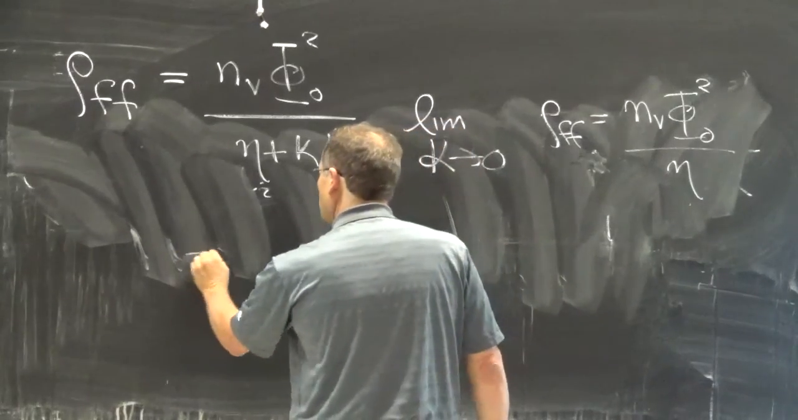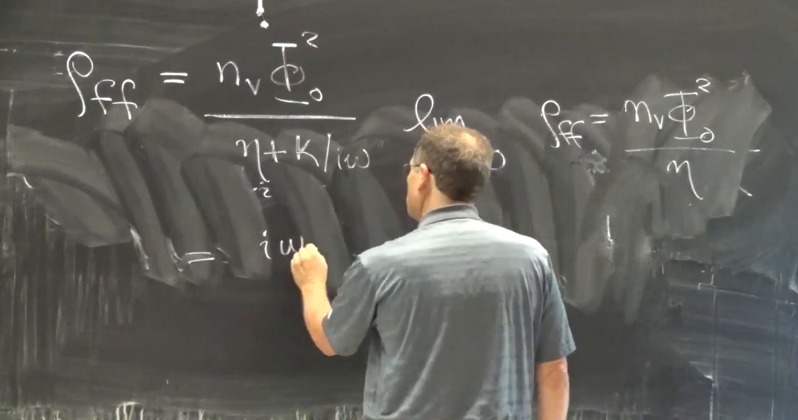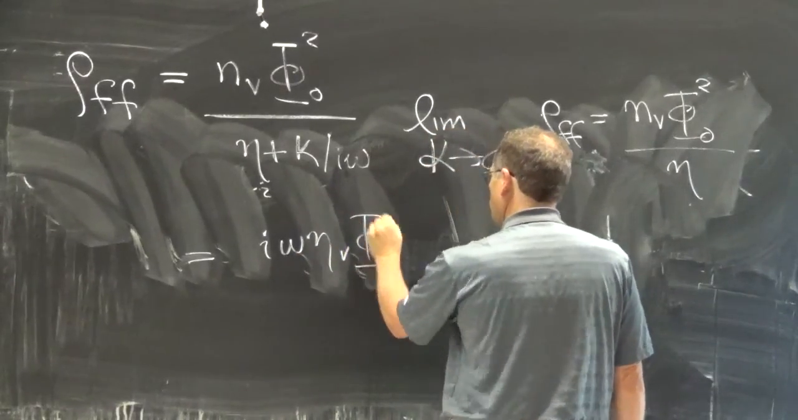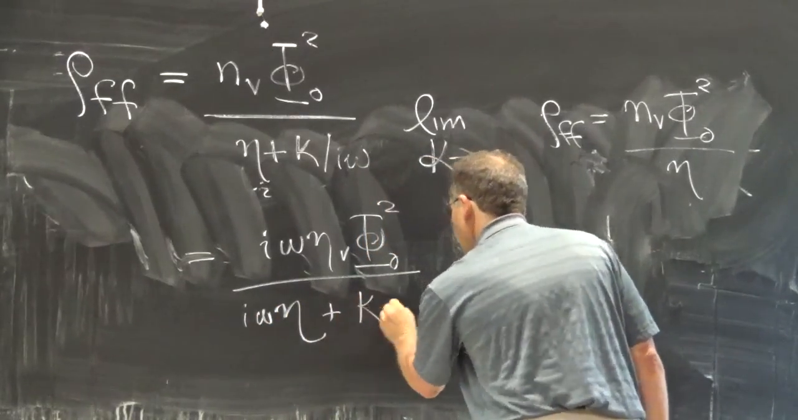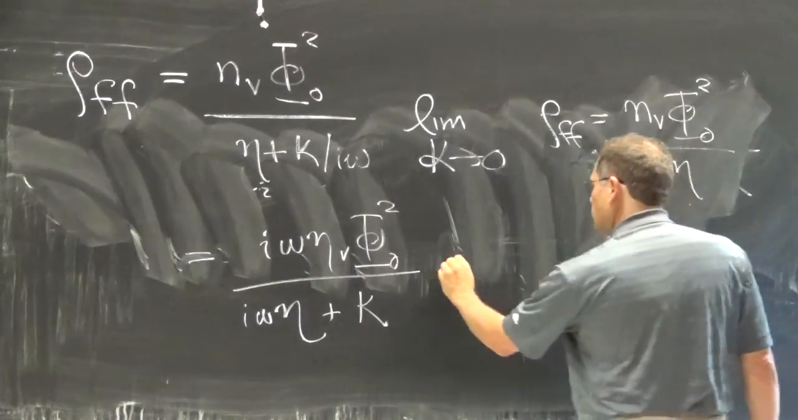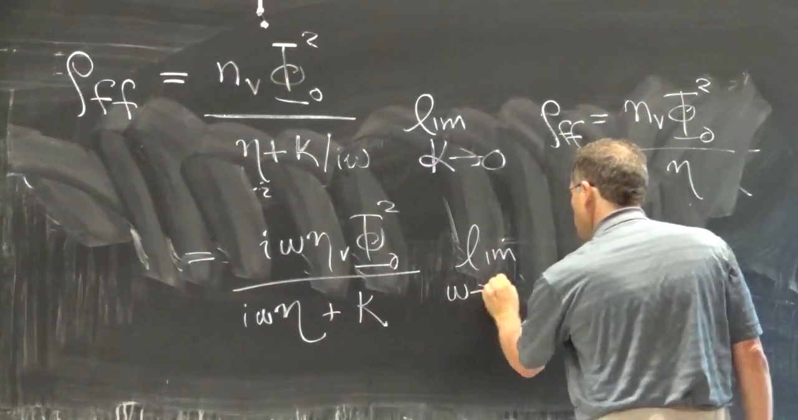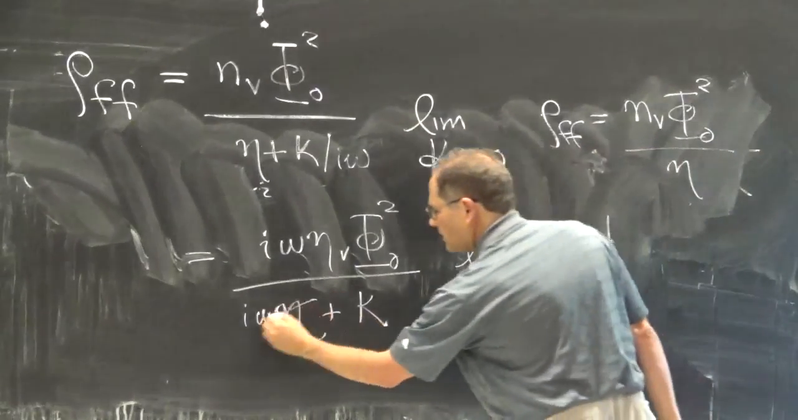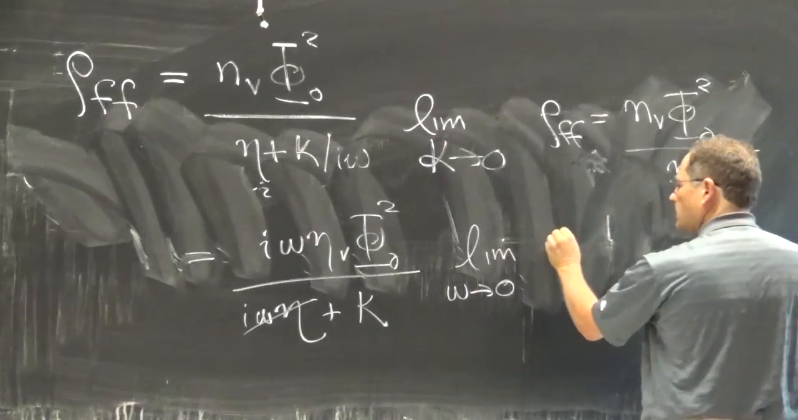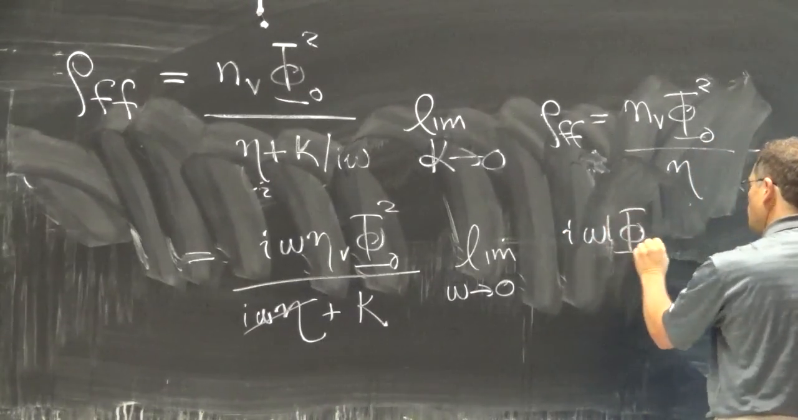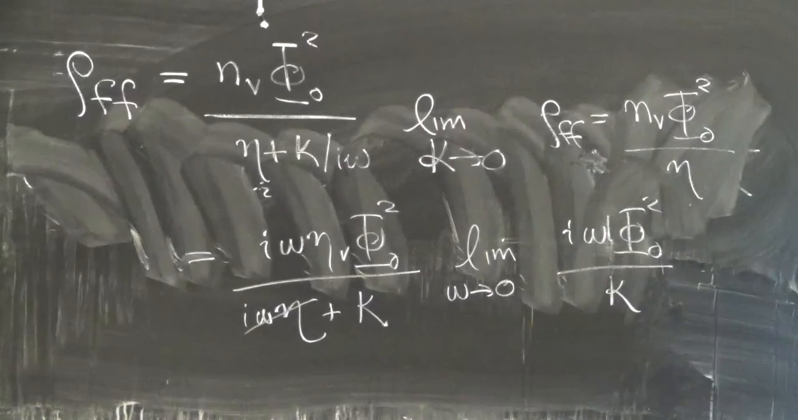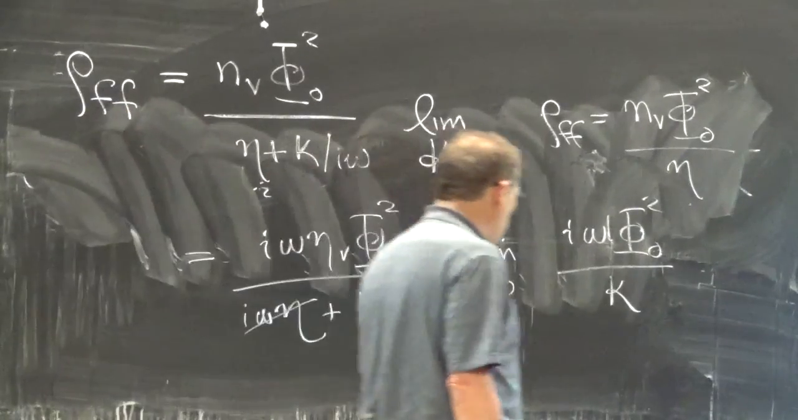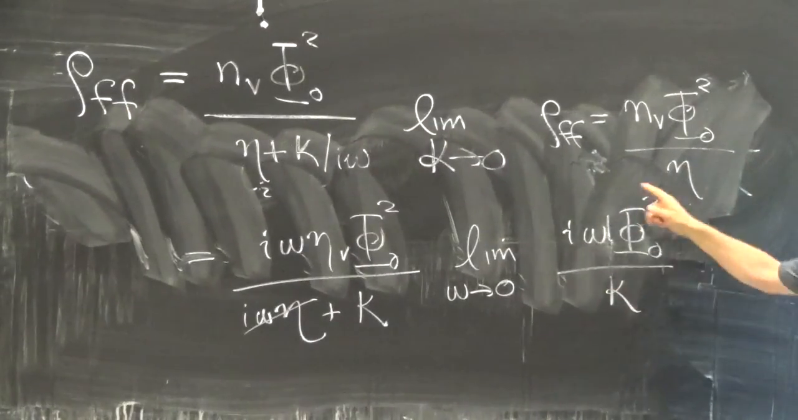So I have, this is also equal to what I wrote over here, I omega n buoyancy is phi zero squared over I omega eta plus kappa. So then if I take the limit that omega goes to zero, then this term I can neglect. So I just get I omega V zero squared over kappa. So that is the same as the inertial response of the superconductor. So this here, again, corresponds to the infinite superfluid response.